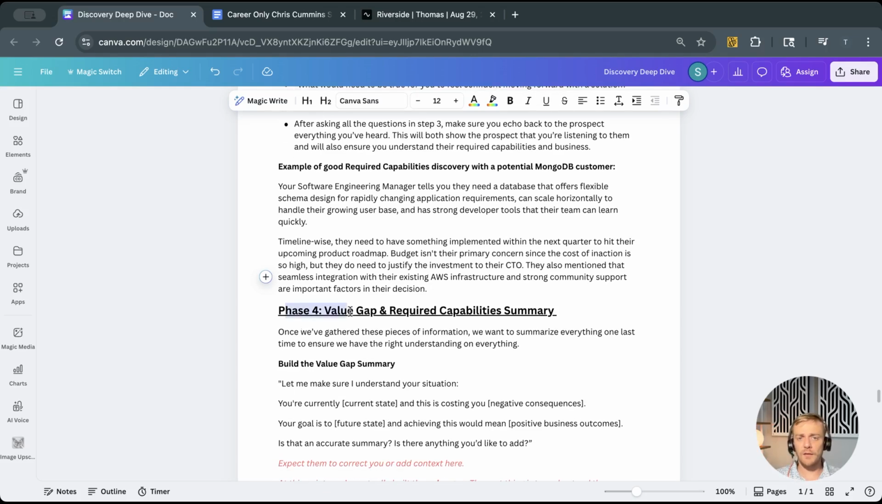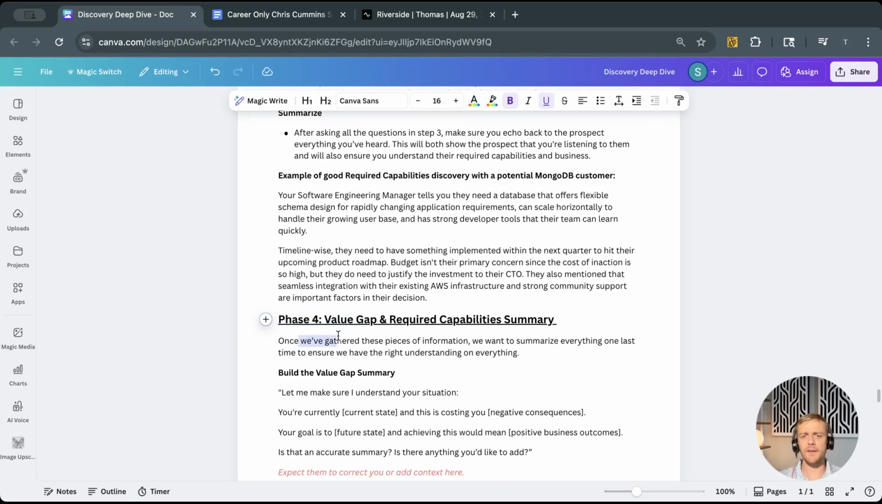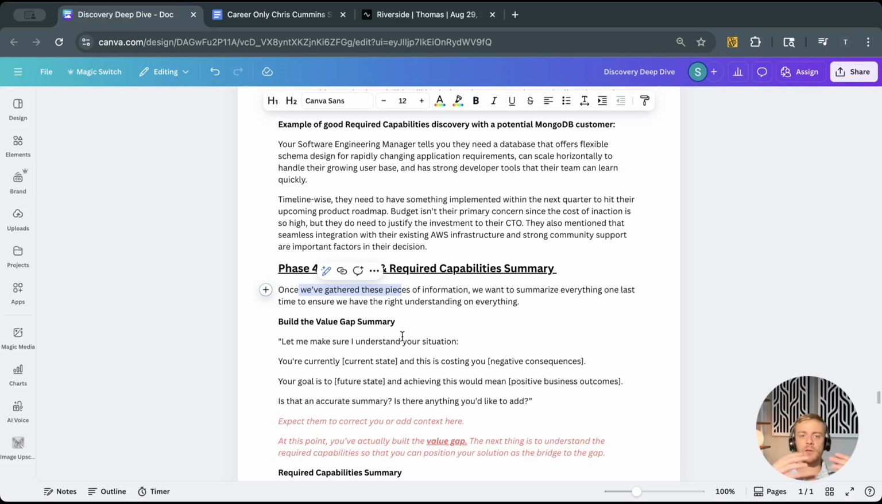I know there's a lot of summarizing that takes place, but it's honestly very important. Once you've gathered everything together, you want to summarize everything one last time. You can say, okay, let me just make sure I understand your situation. You're currently in this state, listing out their current state, and this is costing you, ideally, the quantified negative consequences. Your goal is to get to here, and achieving that would allow X, Y, and Z.